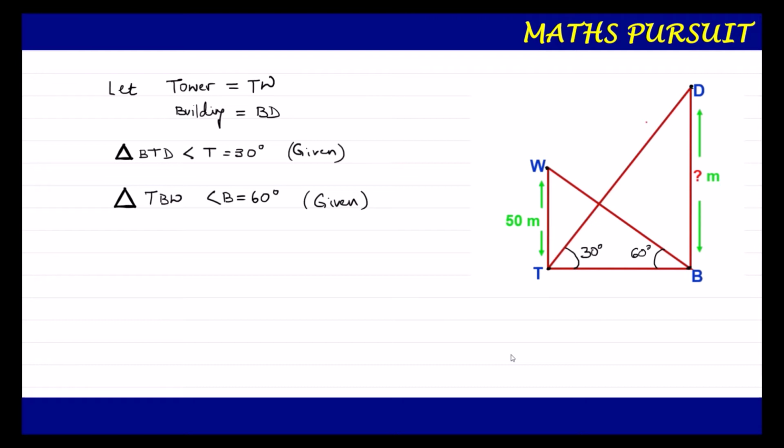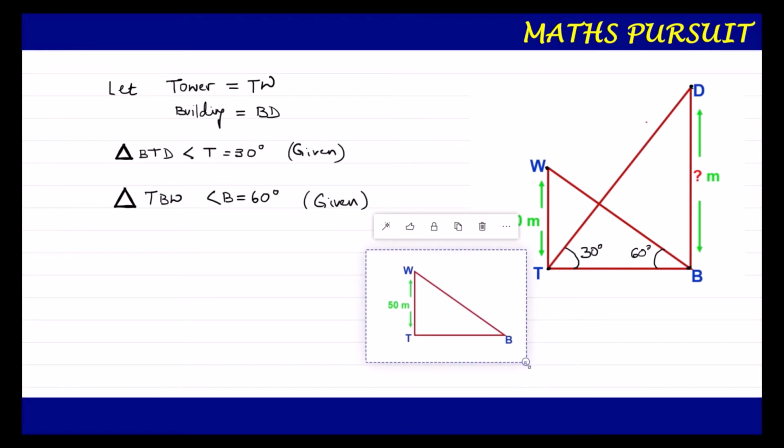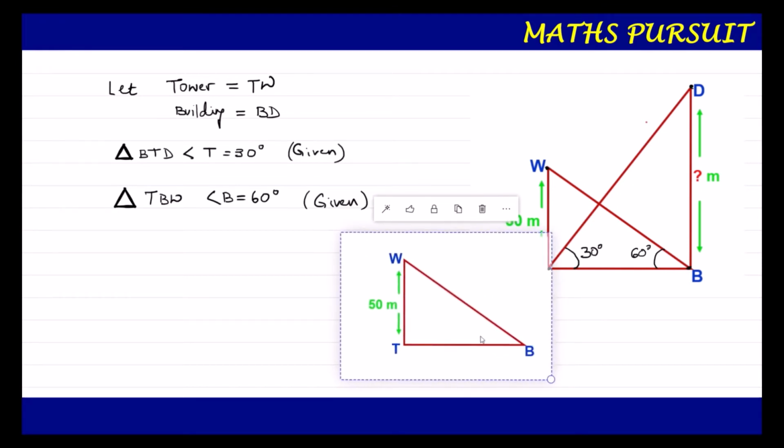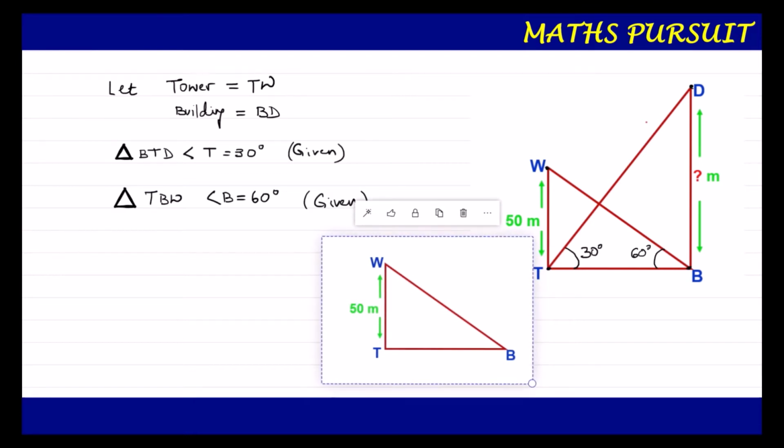So let us first of all focus on the triangle BTW, or I can say TBW. Now if you look at the triangle TBW, the diagram looks like this. And as per the given question, angle B is 60 degrees. From the original diagram, you could see that the angle B is 60 degrees.